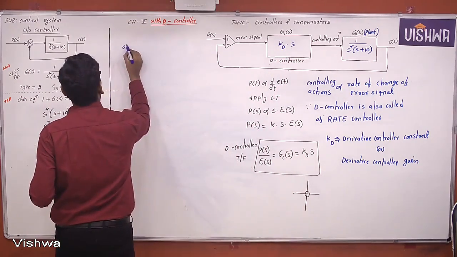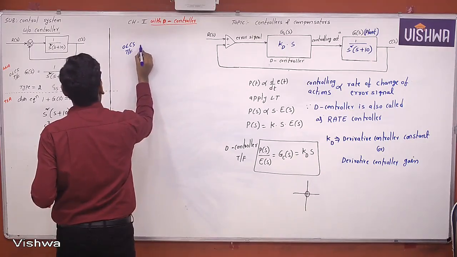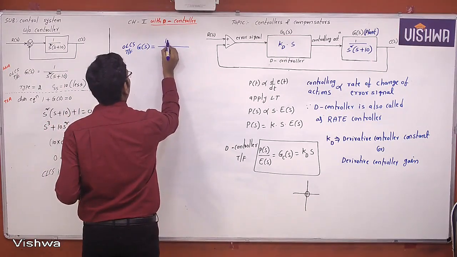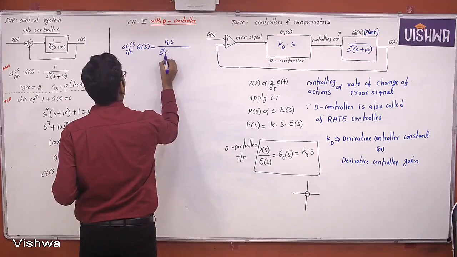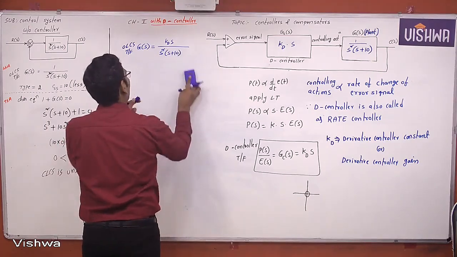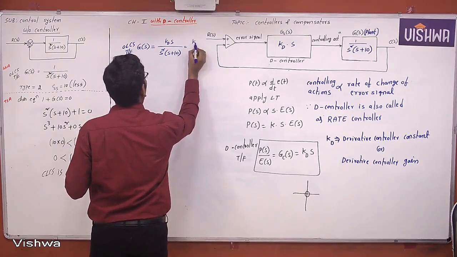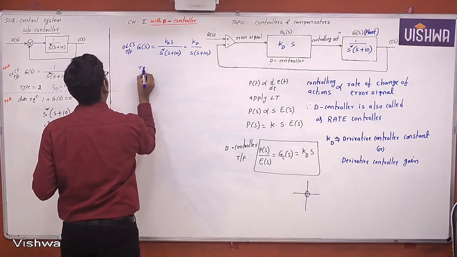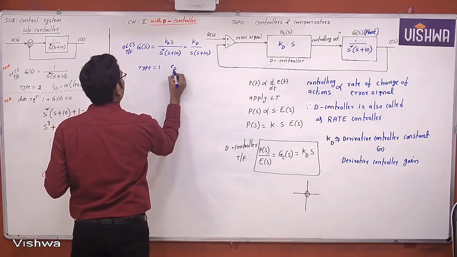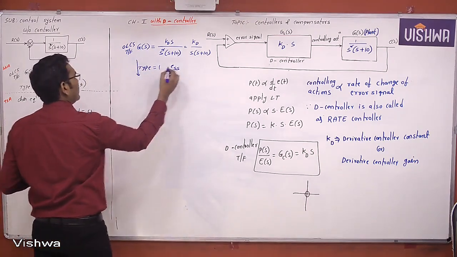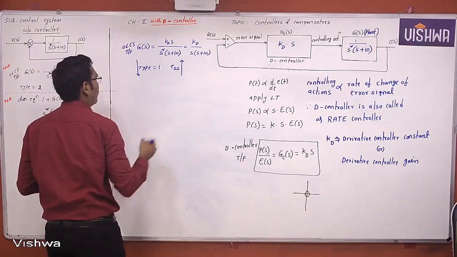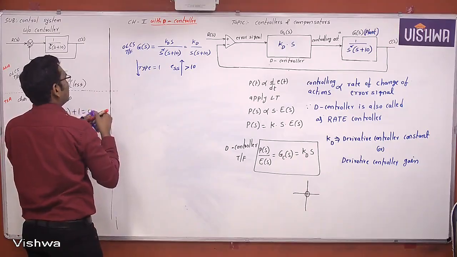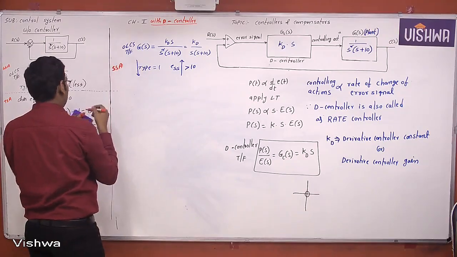Then what is the open loop control system transfer function? The open loop transfer function G of S is equal to KD into S by S square into S plus 10, which is nothing but KD by S into S plus 10. So now here type is equal to 1. Type is decreased, so steady state error increases, which is greater than 10 when we compare with the previous one. This is the steady state analysis.